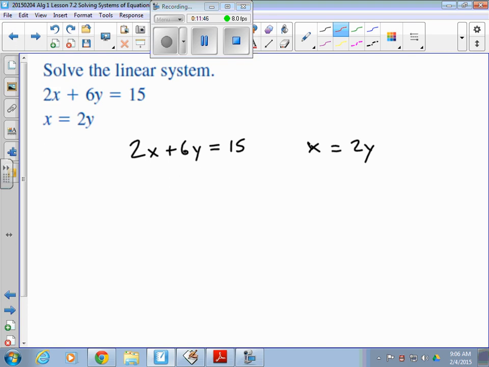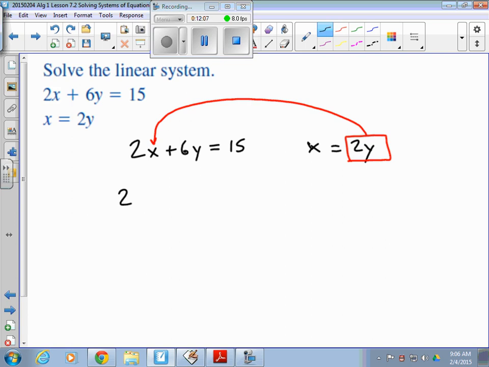Okay, the easiest one to isolate is already isolated for you, that 1x over there with the coefficient of 1. It's already all by itself on one side of the equal sign. So x's value is 2y. What you want to do is in the other equation, substitute it in. That's why this is called the substitution method.